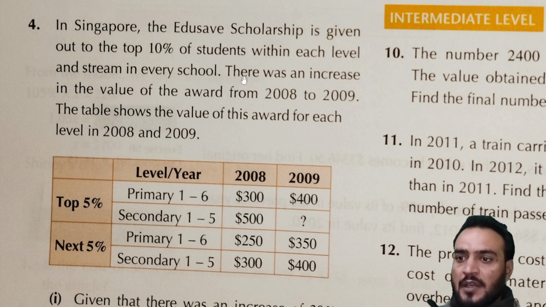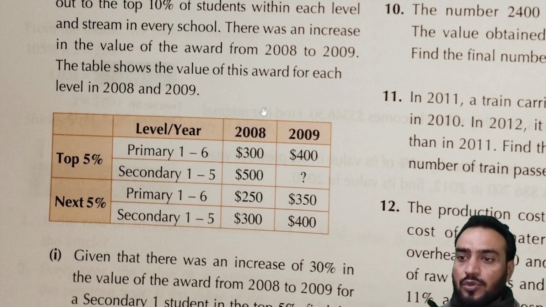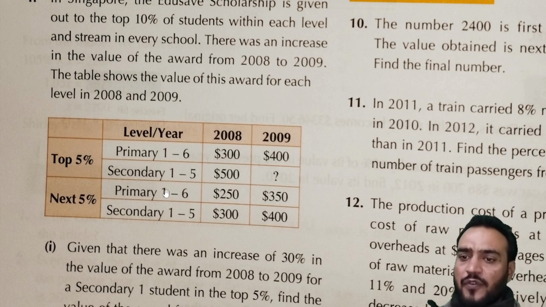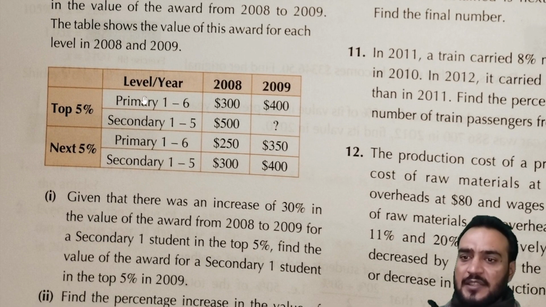There was an increase in the value of award from 2008 to 2009. We have to find the percentage increase, obviously, from the value of scholarship from 2008 to 2009. There was a value of scholarship in 2008, and then it is increased in 2009. The table shows the value of this award for each level in 2008 and 2009. So we have to find the percentage increase.